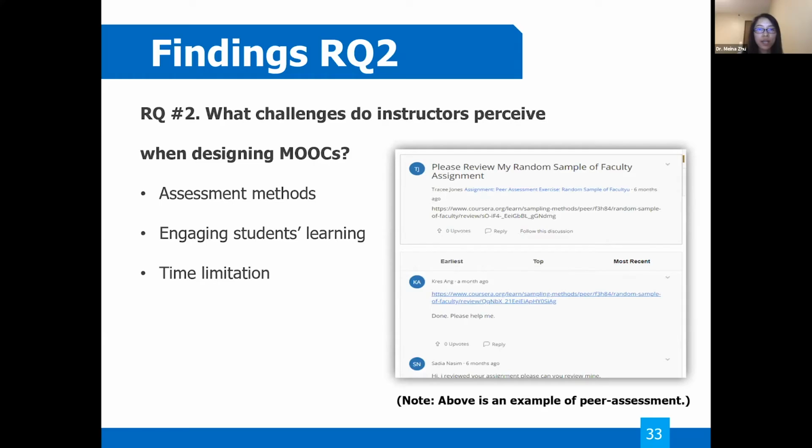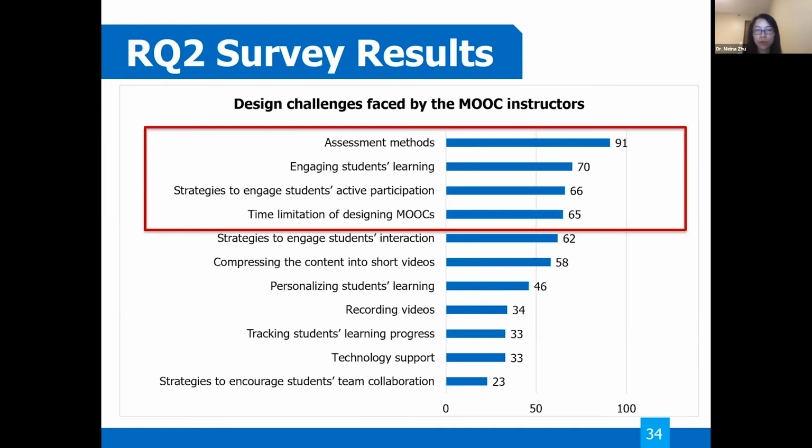So what kind of challenges do instructors perceive when designing MOOC courses? So the first thing is the assessment. They think that how to assess learners in large courses is really challenging. And the second thing is engaging learners, and also the time limitation regarding designing and developing the MOOC courses.